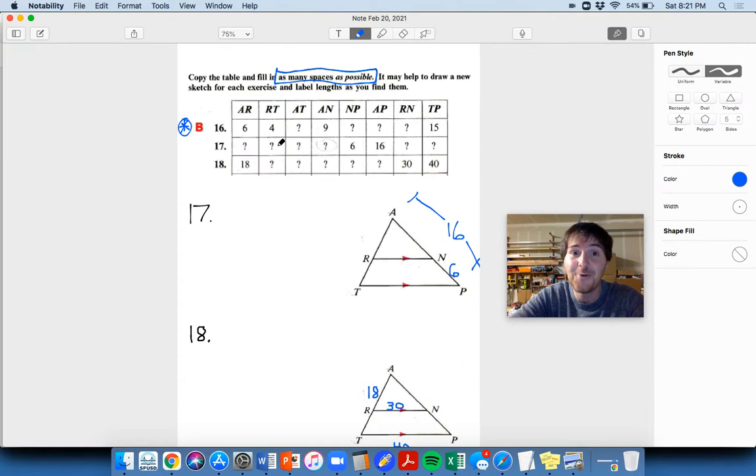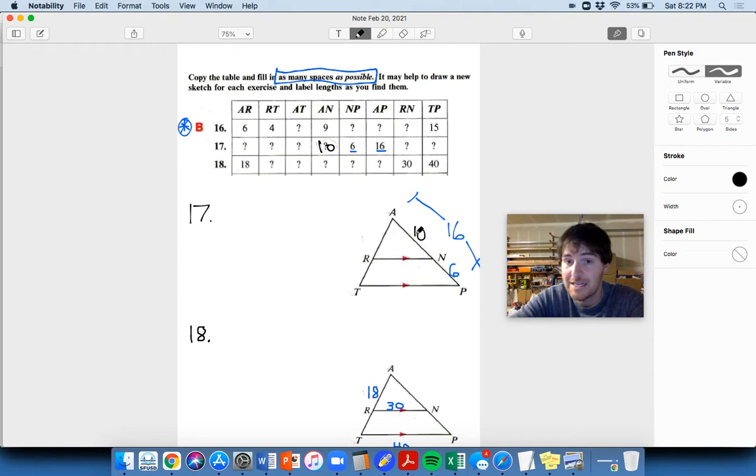Number 17 is where the question started: how the heck do you do a problem like this? Well, really, you're only given two dimensions here. You're given NP is 6, and AP is 16. One thing that really jumps out to me is that I can use the segment addition postulate to verify that AN has got to be 10. There we go. That's easy. I can put that in. There's 10 right there because 10 plus 6 is 16, okay?